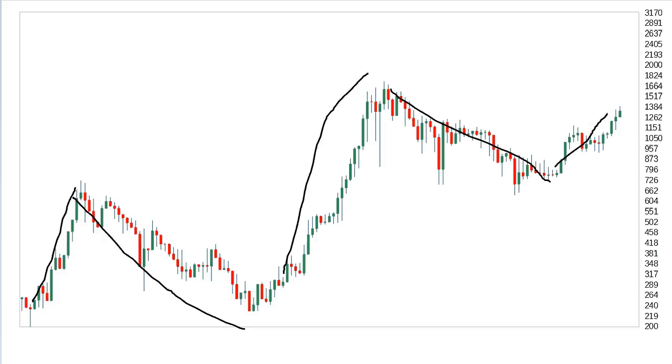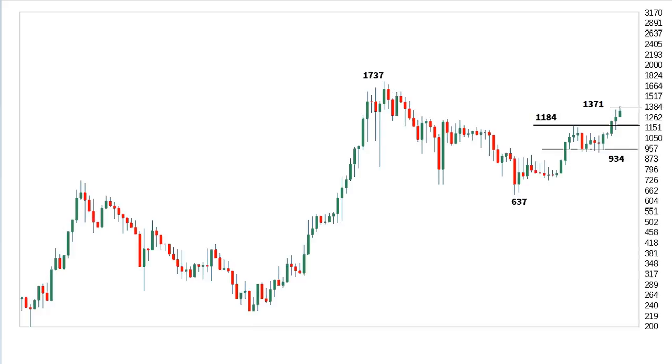But what I'm going to do now is talk about Fibonacci retracement. We'll bring up the key levels. What we've got is a situation from the 1737 high down to the 637 low, where the 38.2% comes in at 934.